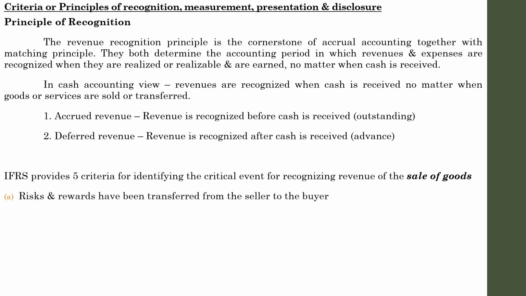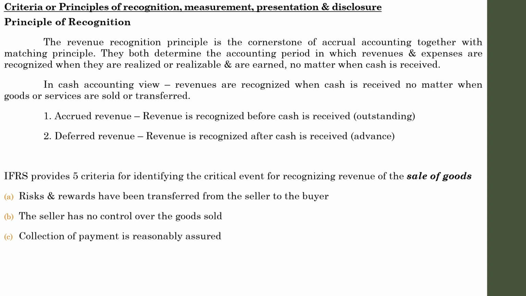First one, we recognize a transaction as revenue when risk and reward have been transferred from seller to the buyer. Whenever there is an exchange of goods and the payments have been transferred from the seller to the buyer. Next, the seller doesn't have any control over the goods sold. Whenever the exchange of goods happens, the whole control or ownership of the goods will be transferred from seller to the buyer. In that case, the seller doesn't have any control over the goods because it is already exchanged.